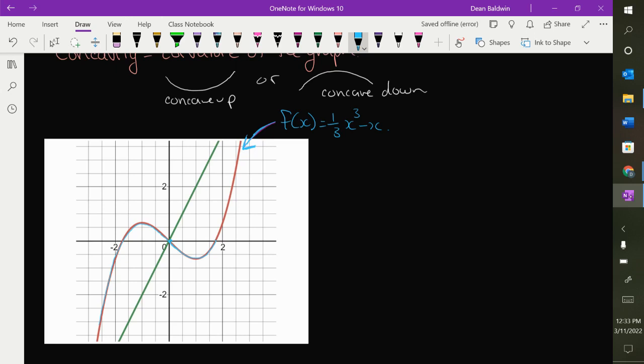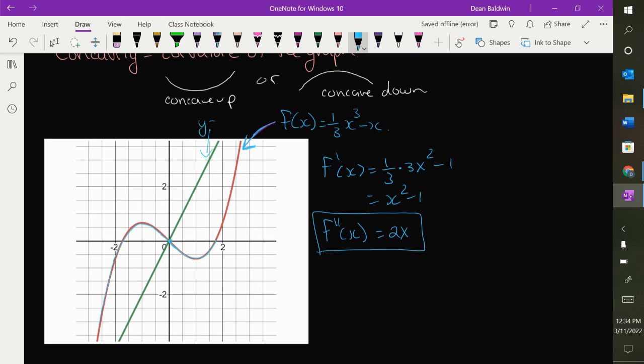If we take f prime of x, the first derivative, we drop the 3 down, times 3x squared minus 1, and you end up with x squared minus 1. If I then take the derivative of that, the second derivative, drop the 2 down, I get 2x. That is the green graph here. This graph is y equals 2x.